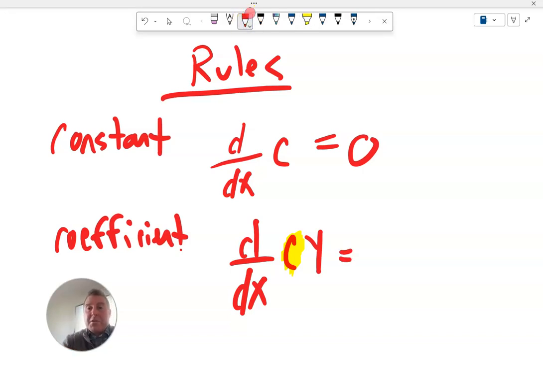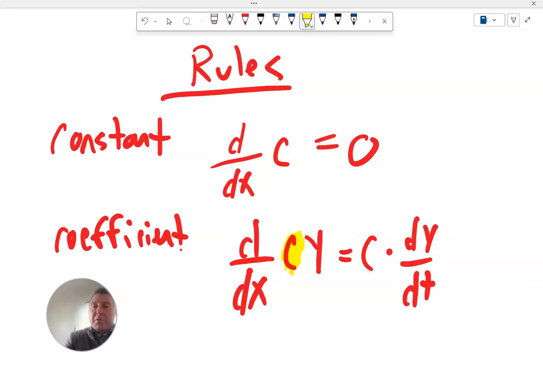And what coefficients do is they just come along for the ride. So the derivative of 3 times sine of x, or the derivative of 4 times x squared, is going to be 3 or 4 times the derivative of y. So we can, in other words, pull that coefficient out in front and multiply that by the derivative of the function. That's called the coefficient rule.